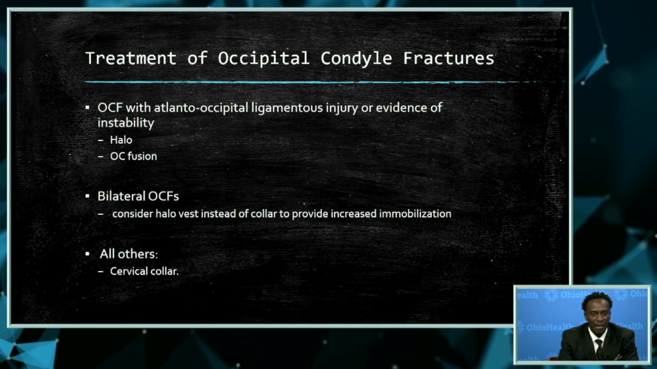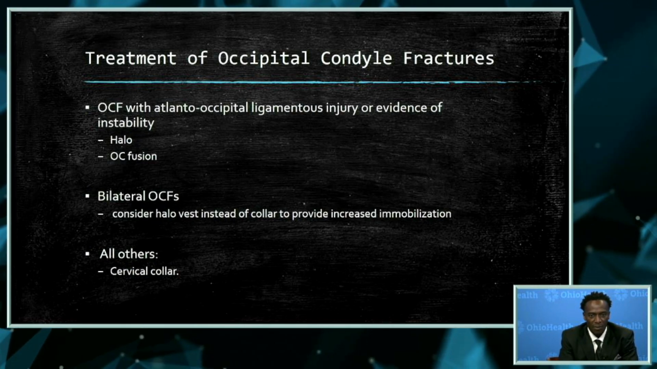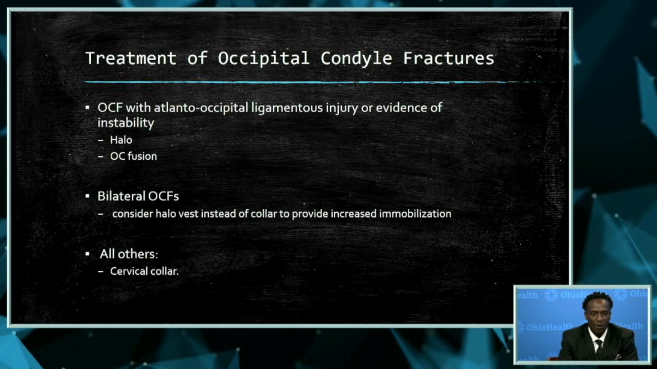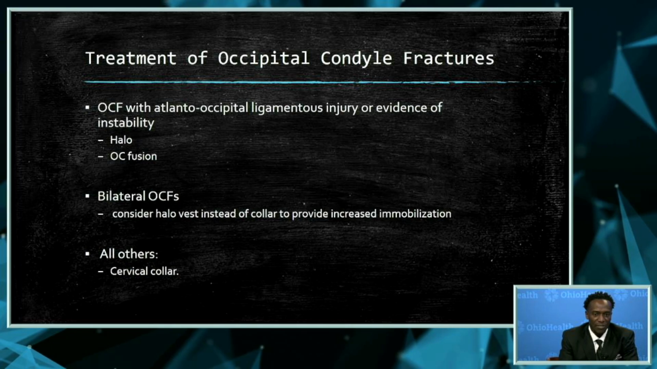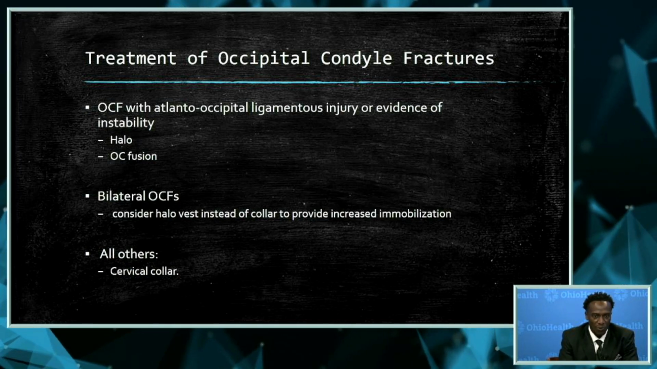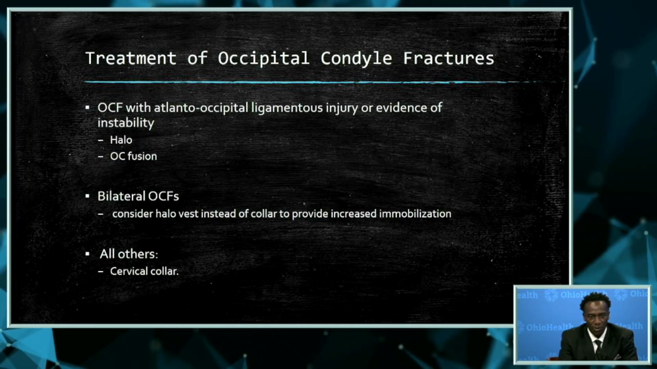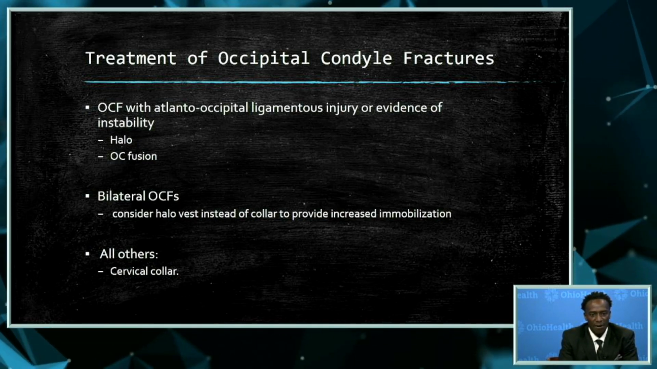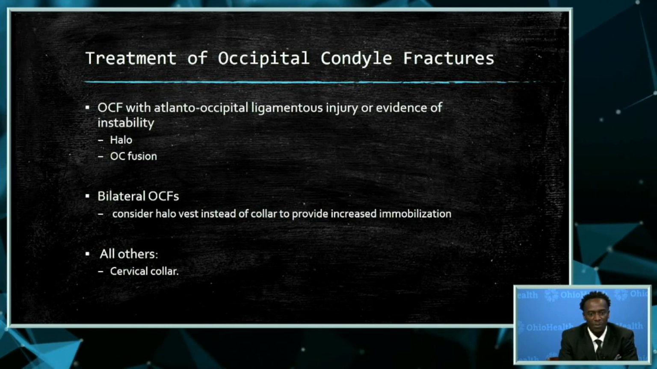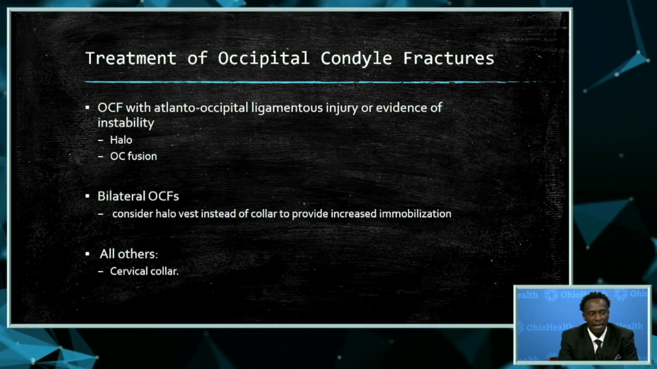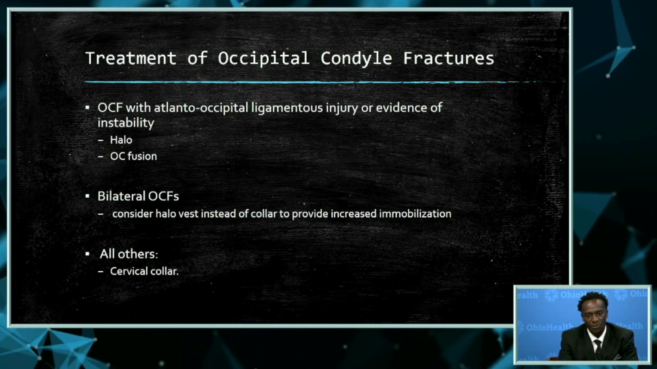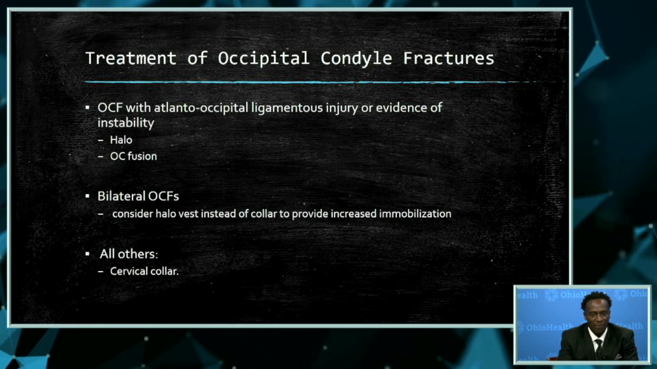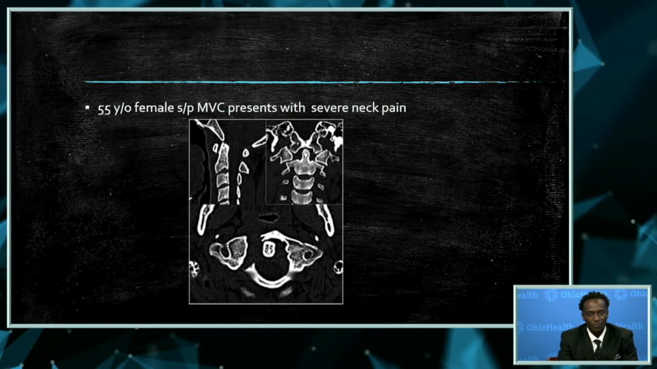So if someone has an occipital condyle fracture, and there is evidence of ligamentous injury or instability, those are the patients that we do occipital cervical fusions on, or you can treat them in a halo. Usually we will do an occipital cervical fusion in those particular patients. Most other fractures are going to be treated in a collar. And if you have bilateral occipital condyle fractures, you can consider halo vest to provide increased immobilization.